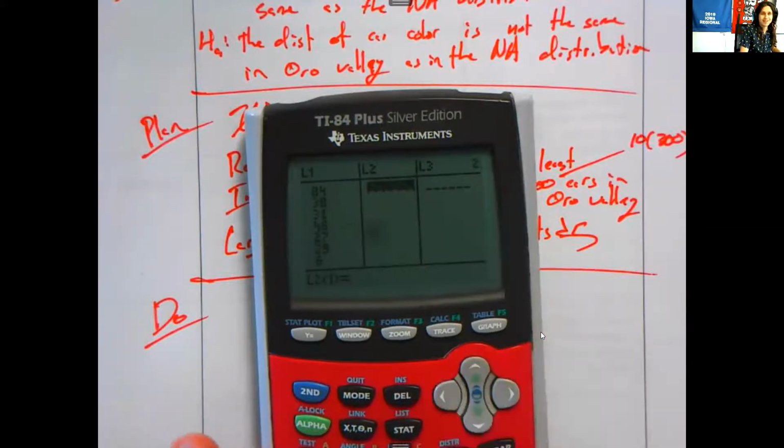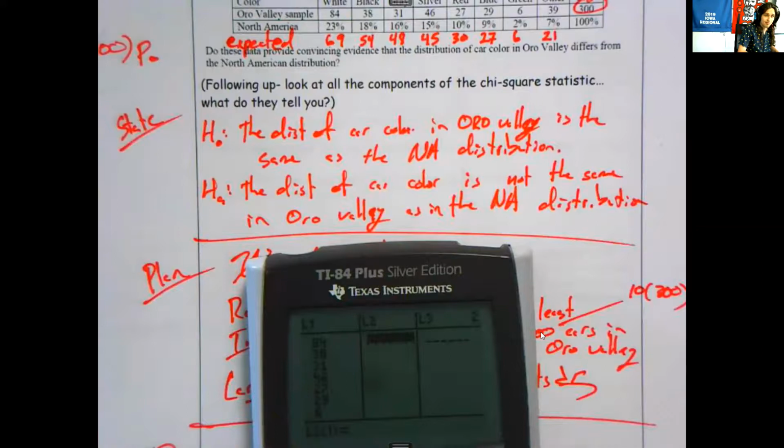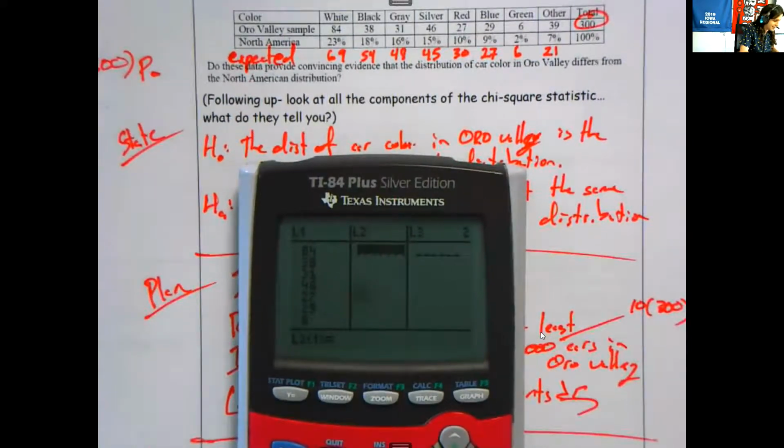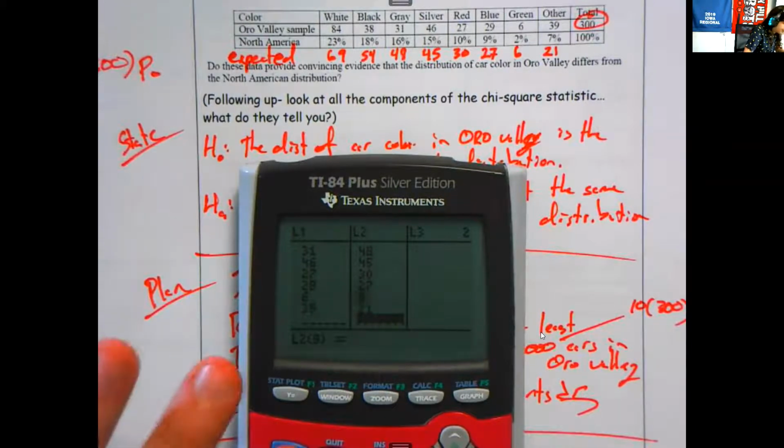And then I'll go and put my expected counts in list 2. Where am I getting those from? We just wrote them up above. Those red numbers, I'll write them so you can see a little more easily this time. That is 69, 54, 48, 45, 30, 27, 6, and 21. Boom. So it's nice when our lists are of the same length. That tells us we've done something right, or at least done something consistently wrong. We can quit out of that.